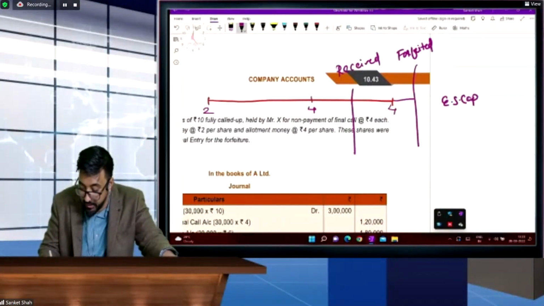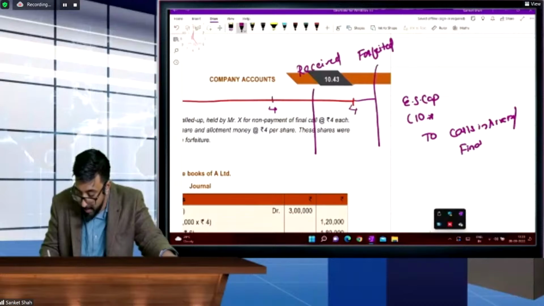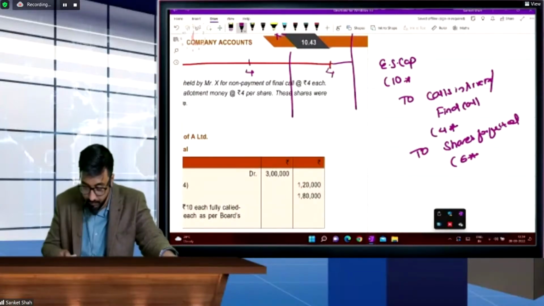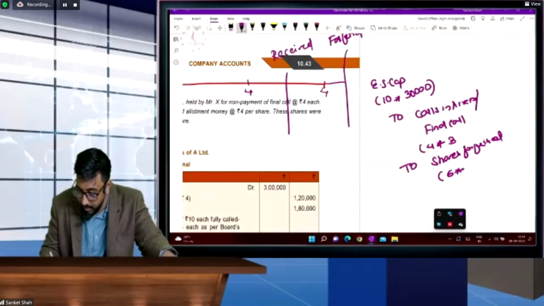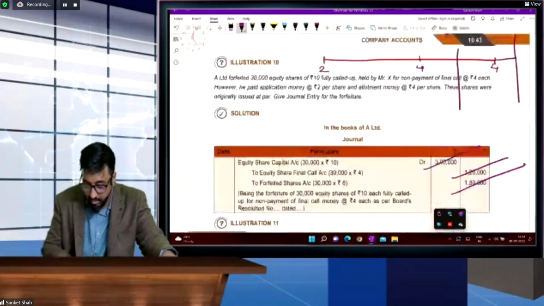So equity share capital 10 rupees to calls in arrears or final call 4 rupees to shares forfeited 6 rupees. 30,000 shares, and then multiply by 30,000. 3 lakhs, 1,20,000, 1,80,000. Correct.